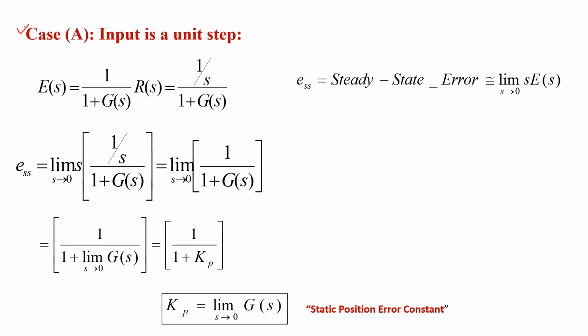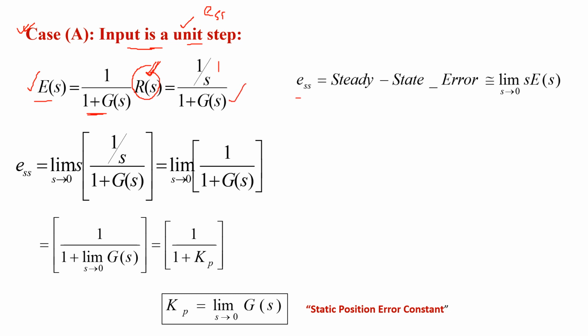Consider the first case, that is case 1, where the input is a unit step. If the input is a unit step, we are going to find the steady state error. We know the formula for E of s, that is R of s by 1 plus G of s. Here R of s is the Laplace transform of the step input, which is 1 by s. So finally E of s is given as 1 by s by 1 plus G of s.